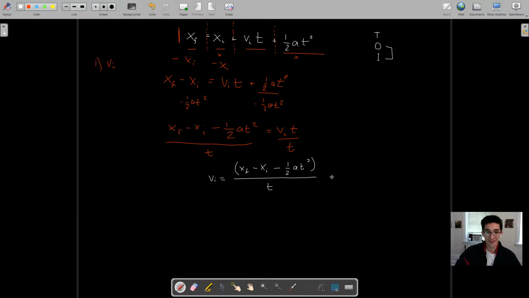If you wanted to, well, you technically don't need these parentheses here. I just put them for the heck of it. But if you want to, you could also write it like this.